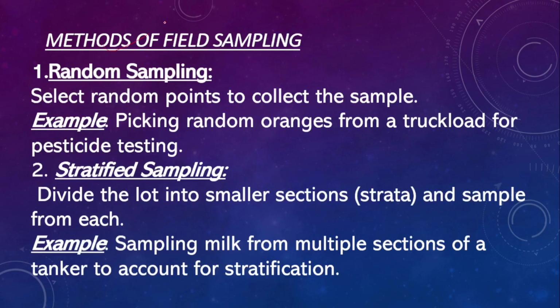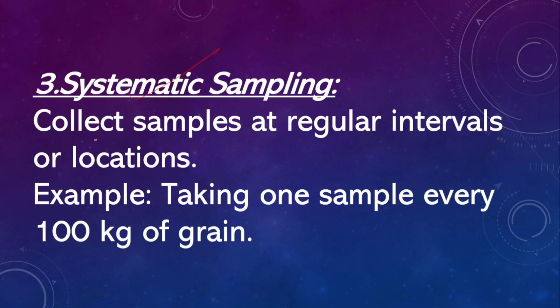What are the methods of field sampling? Random sampling means selecting random points to collect the sample. An example is picking random oranges from the truckload for pesticide testing. Stratified sampling. Divide the lot into smaller sections, smaller sections meaning strata. A lot is the collection of items, and a sample is taken from each section. An example is sampling milk from multiple sections of a tanker to account for stratification. Systematic sampling. Collection of samples at regular intervals or locations. Example, taking one sample every 100 kg of grains.